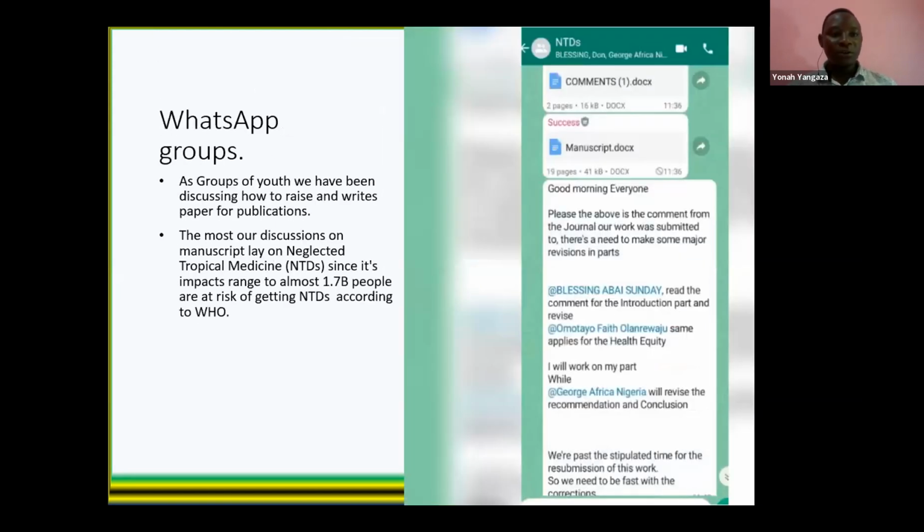Also, through WhatsApp groups, as a group of youth, we have been discussing how to analyze and write papers for publication. Our discussion on manuscripts is on NTDs, since their impact affects almost 1.7 billion people who are at risk, according to WHO. As you see in the screenshot, this shows when we were discussing how we can publish papers, with the group of youth from different countries.